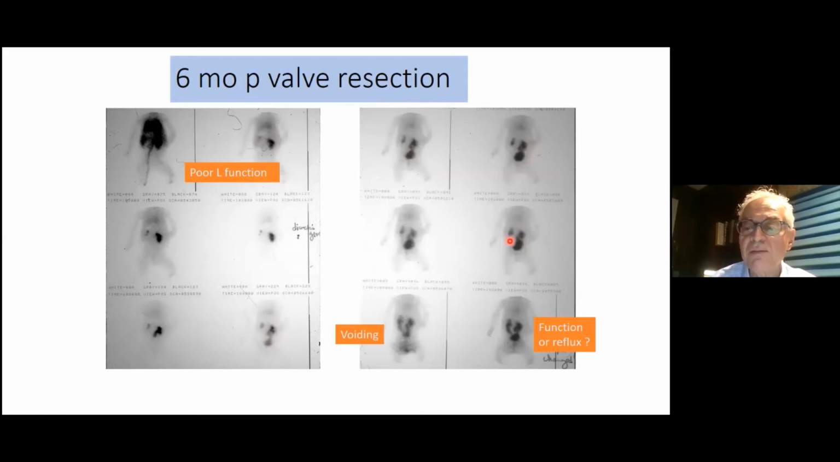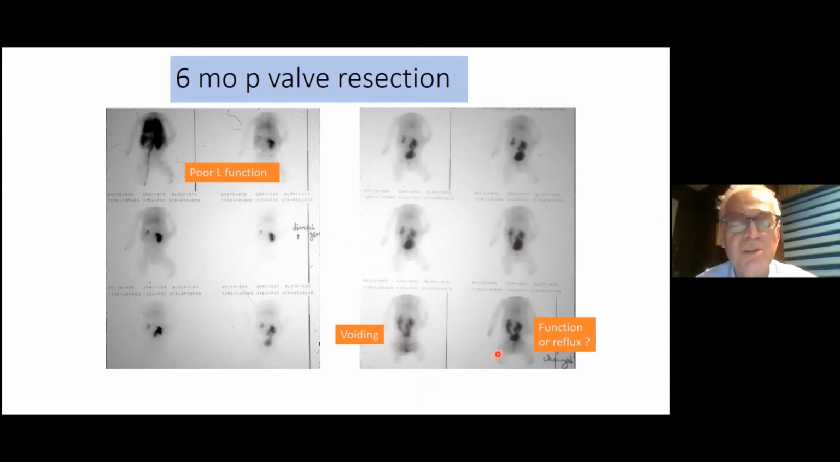and it looks like kind of increasing function, if you will, on the left side. What do you think? Of course, that's not function, right? That's reflux. So you have a poorly functioning kidney with marked reflux. This is, if you will, an indirect cystogram. Nobody does these anymore, but we used to do occasionally indirect cystograms to avoid catheterizing patients. So you're seeing marked reflux. Here he is voiding into his diaper, and you're seeing marked reflux up top.